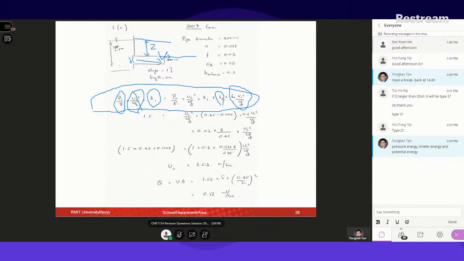So this part is Z1 minus Z2. This part is Z1 minus Z2. It is also called the head change.